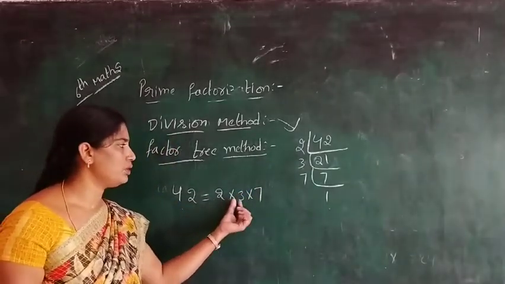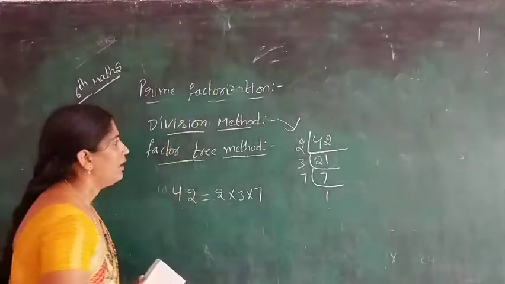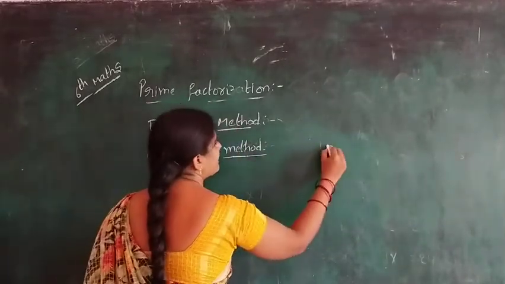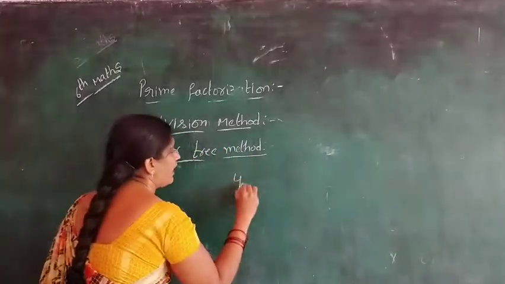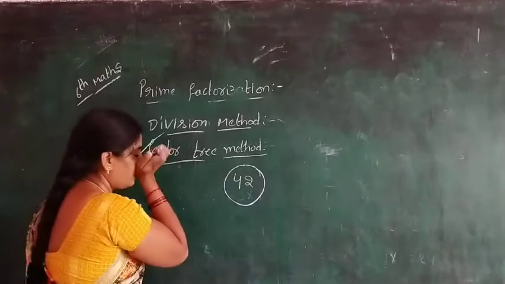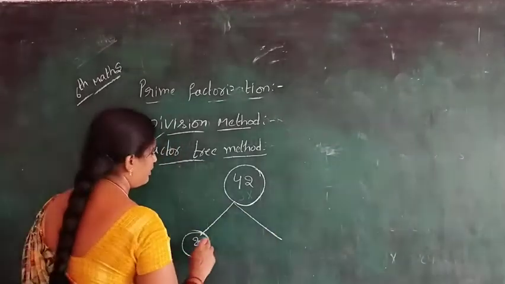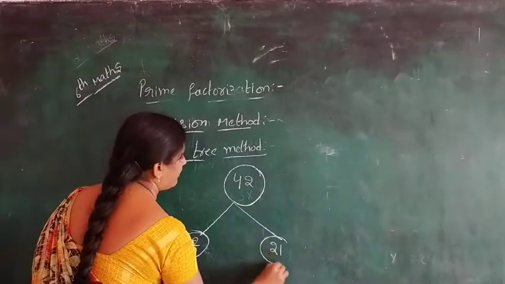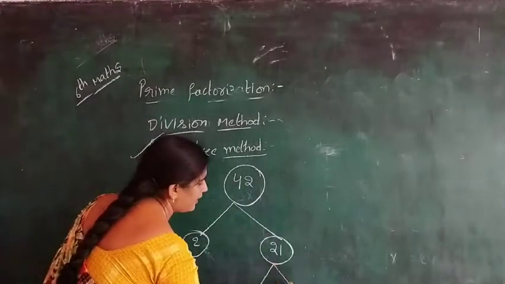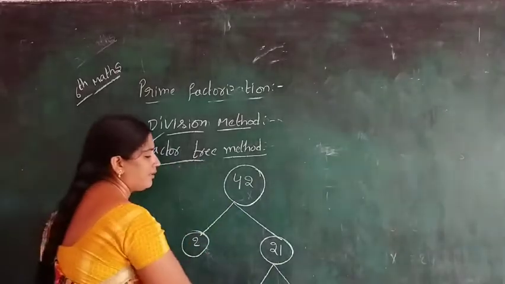Factors that are only prime numbers, like 2, 3, 7. These are the prime numbers. Okay, 2 is a prime number. 2 twenty-ones are 42. Next, 21 you can express this way: 3 sevens are 21. So 2 twenty-ones are 42, and 3 sevens are 21.